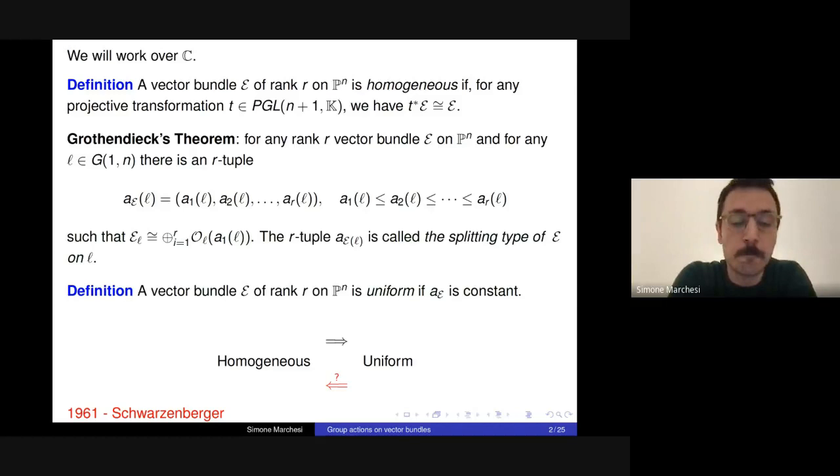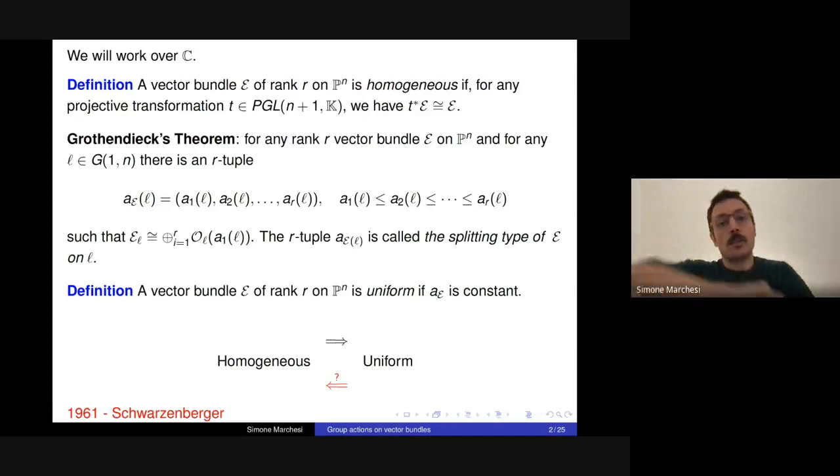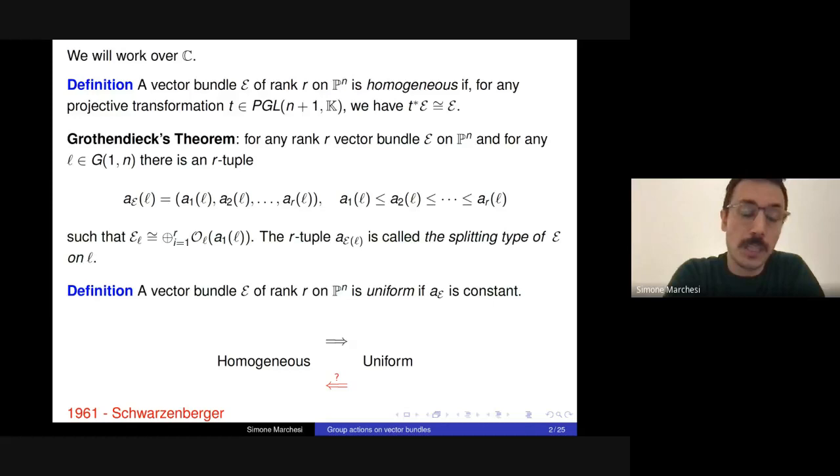How do we call bundles which have the same splitting for each line? Well, these vector bundles are called uniform: if the sequence of the R integers that we have is constant for each line, then the bundle is called uniform. And there is an immediate connection between these two definitions, because of course any homogeneous bundle is a uniform bundle: we can send any two lines one to the other through a specific element of the projective linear group, and the invariance says that the splitting is fixed for each one of the lines.